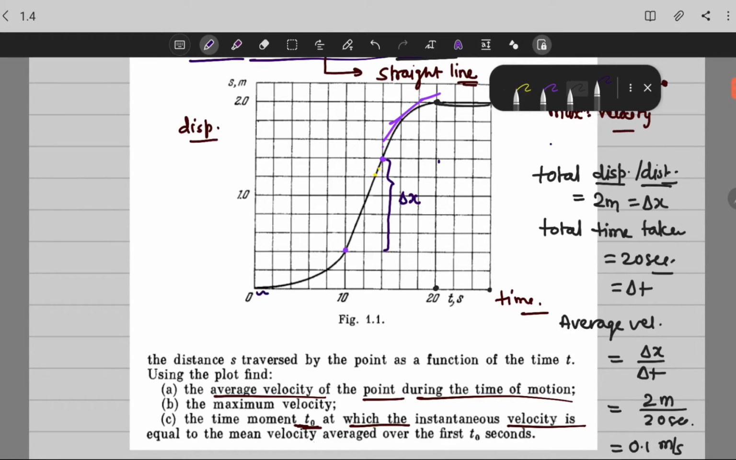So in this particular grid, the time axis is given as 2 seconds, and one particular grid on the other axis is given as 0.2 meter. So this delta x will be 0.2, 0.4, 0.6, 0.8 and 1. So this is 1 meter, and then what is this delta t? This delta t is equal to 2 seconds. Sorry, this is 4 seconds.